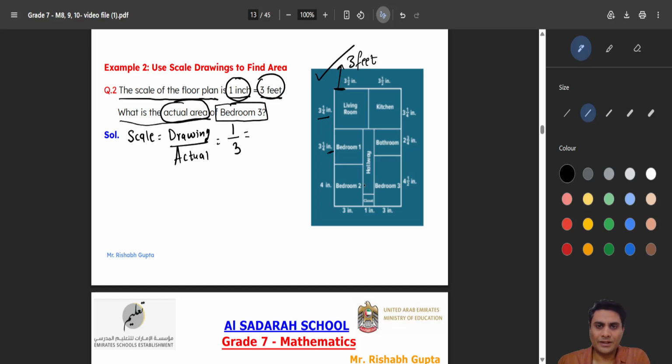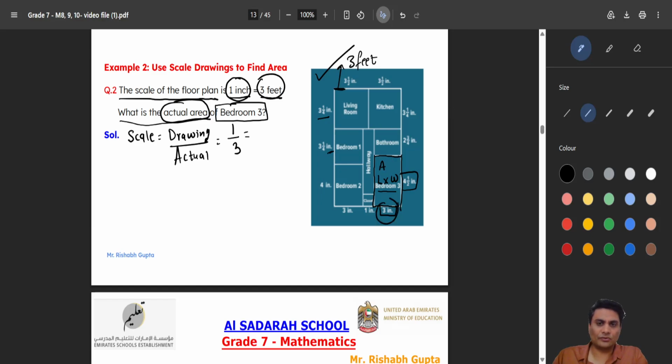Where is bedroom 3? Here I have bedroom 3. Now bedroom 3 is in a rectangular shape. Check the length and the width here. It is in a rectangular shape, correct? How do you find the area of a rectangle? To find the area of the rectangle, you have to multiply the length and the width. But we want the actual area. So first of all, we have to convert the 3 inches and the 4.5 inches into feet, the real world dimensions. Let us do it.